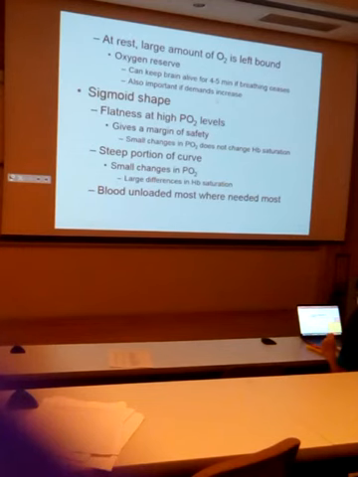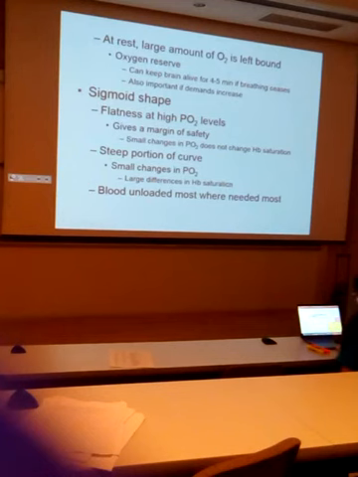This I spoke to you about, the sigmoid shape, the flatness at high partial pressures of oxygen gives a margin of safety, whereas if you have a small reduction in the PaO2, it's not going to have big impacts on total blood oxygen content. In the steep portion of the curve, small changes in the partial pressure of oxygen will result in large differences in hemoglobin unloading. But that's good because those are the partial pressures of oxygen that exist in areas where gas exchange will be occurring. And oxygen is unloaded most where it's needed most.